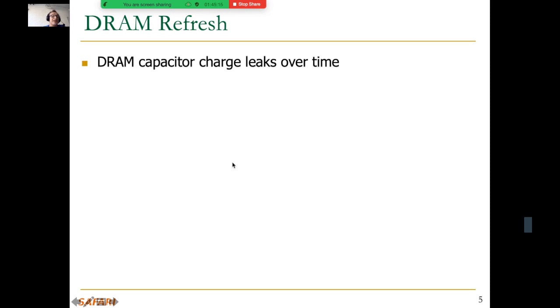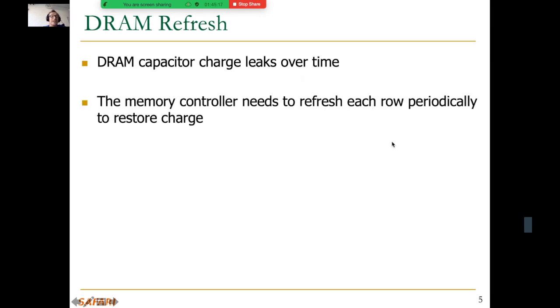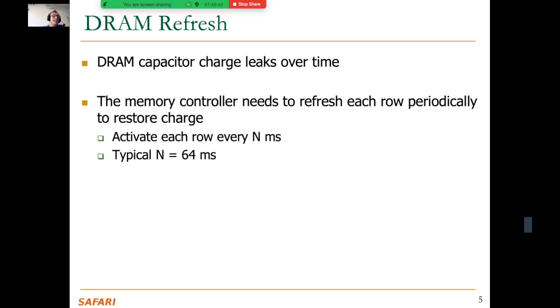So the capacitor charge leaks over time, and as a result, you may lose data. If you don't refresh DRAM, meaning replenish the charge inside the capacitor, you may lose data, because the data is stored as charge, and you don't want a bit flip happening. The memory controller needs to refresh each row periodically to restore the charge. This is very fundamental to DRAM. And this means that you need to activate each row every n milliseconds. Typically, n is 64 milliseconds.